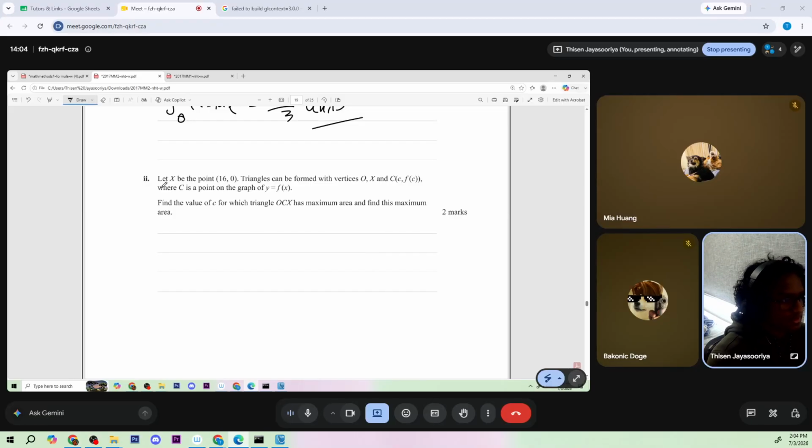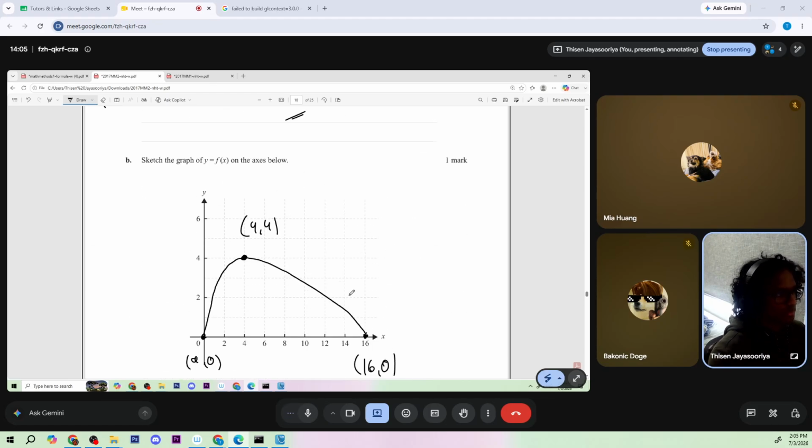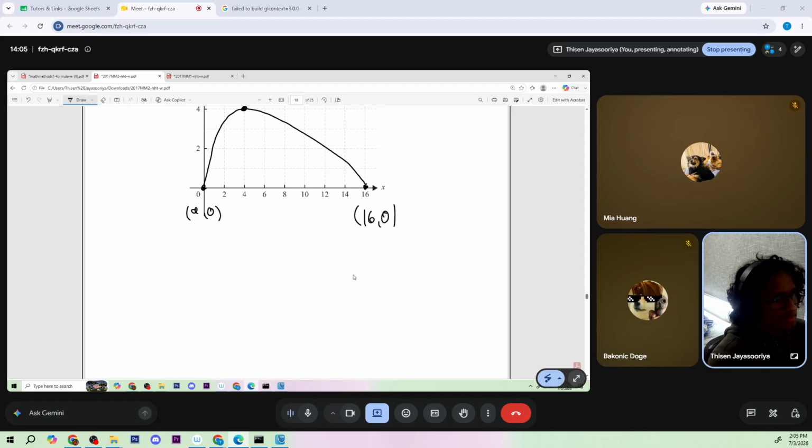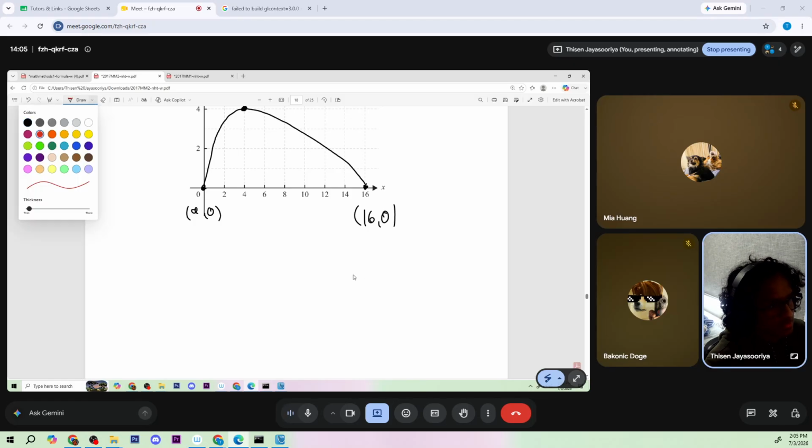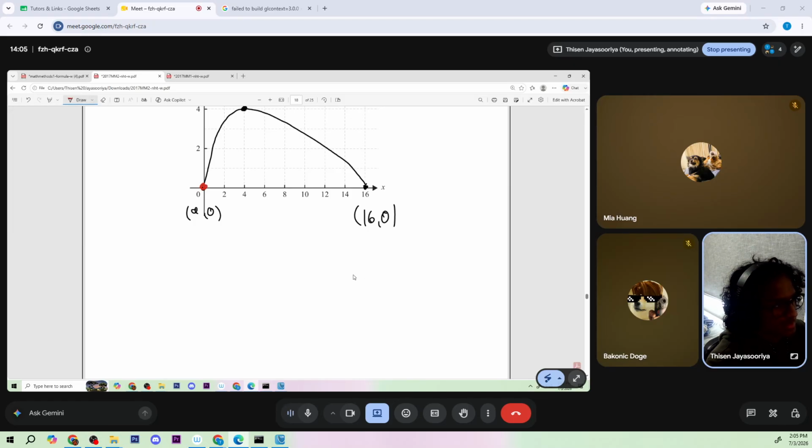Here, let point X be 16, 0, with a triangle at C, where this is a point. So we have it, a triangle is formed between these points. And here it wants us to find the value of c where this triangle has a maximum area and find that maximum area. So here, I'm going to sketch on this one. I would recommend doing this during the actual exam, but the triangle is going to look something like this.